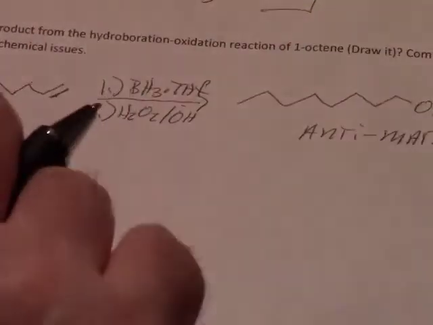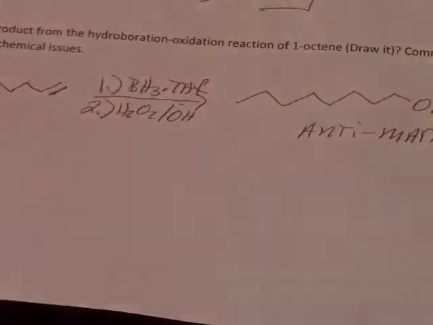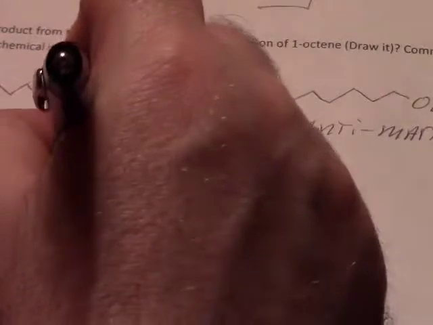You needed to talk about that, the fact that you got the 1-octanol as opposed to the 2-octanol. But you also needed to talk about the fact that the boron addition, the first step, results in a syn addition of the boron. 1, 2, 3, 4, 5, 6, 7, 8.